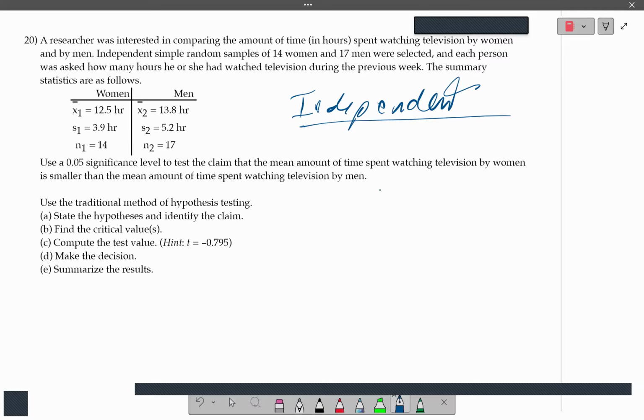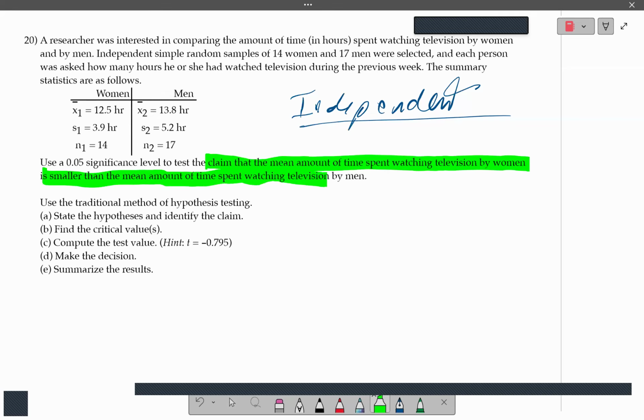Independent subjects. Now, state the hypothesis testing. So we have to look for it. Use the 0.05 significance level to test the claim that the mean amount of time spent watching television by women is smaller than the mean amount of time spent watching television by men.